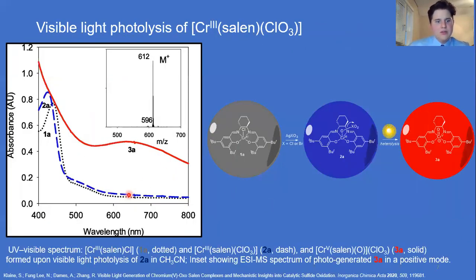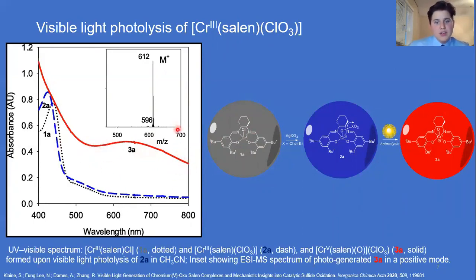So here are the UV-visible spectra for 1A, 2A, and 3A. So if you look here, 1A corresponds to this chromium(III) salen chloride complex. It has a distinct peak at 422 nanometers. And upon reacting it with silver chlorate or bromate, we get a blue shift to about 410 nanometers. And then in the presence of visible light, we can generate 3A, which has this broad peak from about 550 nanometers all the way to 800 nanometers.